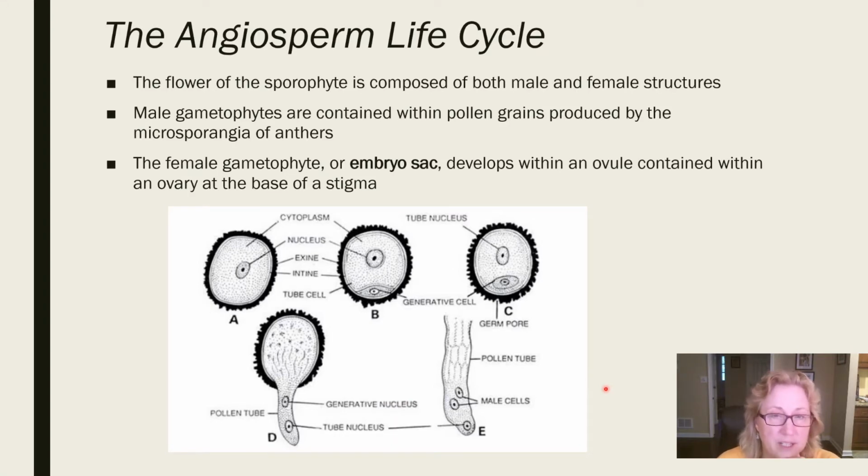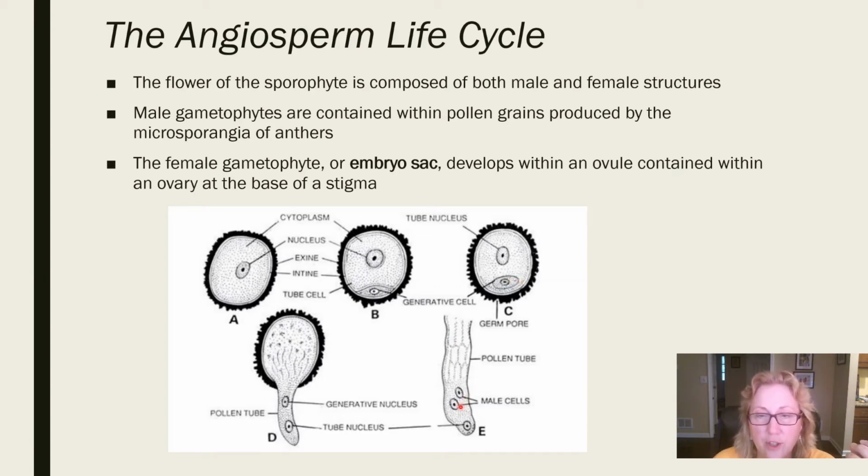So the life cycle of the angiosperms is very similar to the gymnosperms, except the gametophyte is even more reduced in the number of cells. The male gametophyte is only a few cells, usually 3 cells, and the female gametophyte as well is reduced to only 3 cells. So this shows the male gametophyte, and one of the cells in the pollen grain is the actual sperm cell that's going to fertilize the egg.